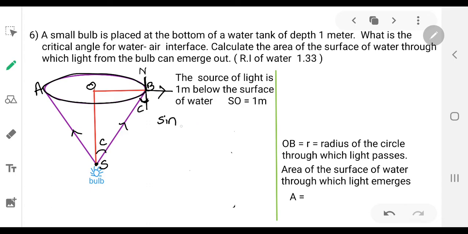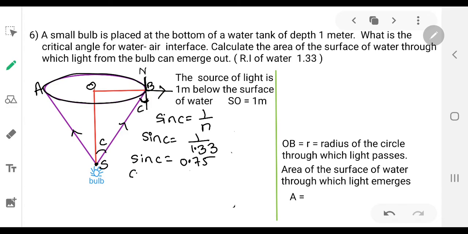So for this we can write sin C is equal to 1 upon n. Sin C is equal to 1 upon 1.33. Sin C is equal to 1 upon 1.33, which is 0.75. So C is equal to sin inverse of 0.75, which is equal to 48 degree 36 minutes.